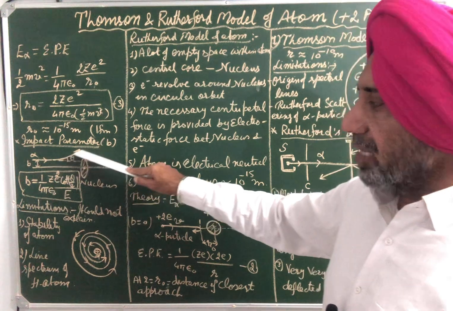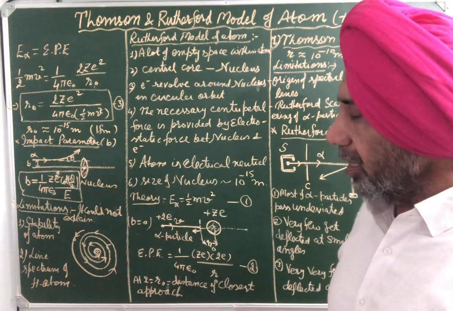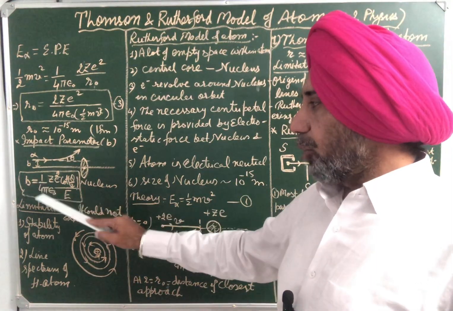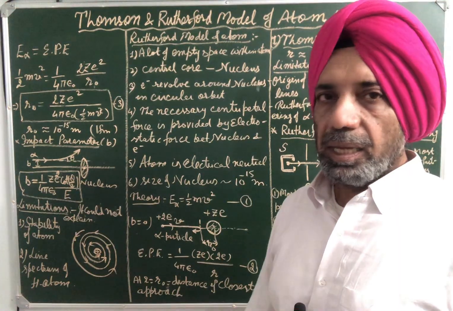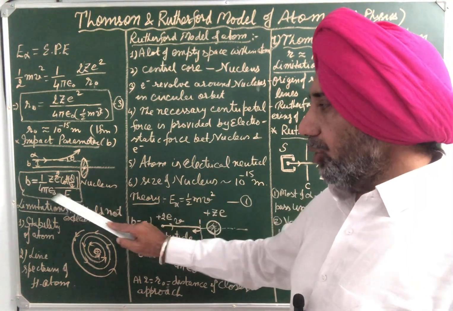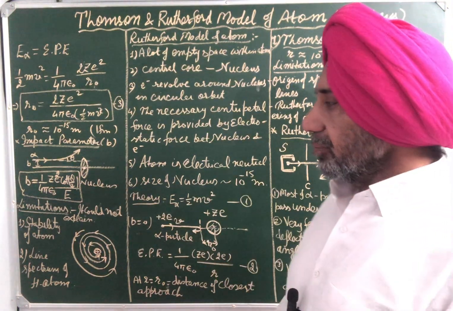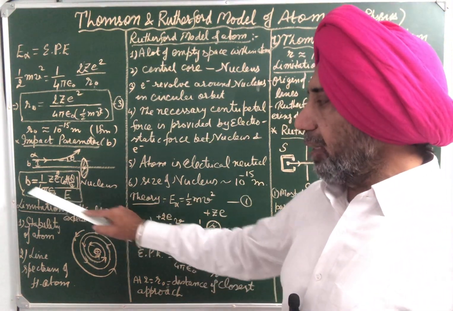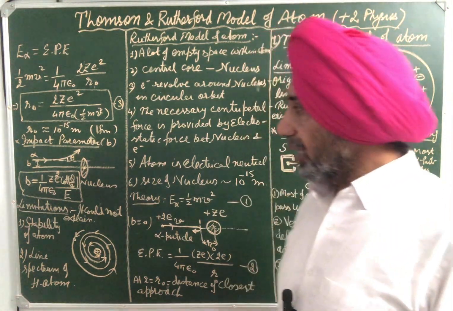When it approaches, it gets reflected at some angle theta. Theta is the angle of scattering, and this impact parameter is given by 1 upon 4 pi epsilon naught, Ze square, cot theta by 2, over E. It means impact parameter is inversely proportional to the kinetic energy of the alpha particle. So the more the kinetic energy of the alpha particle, the less is the impact parameter.